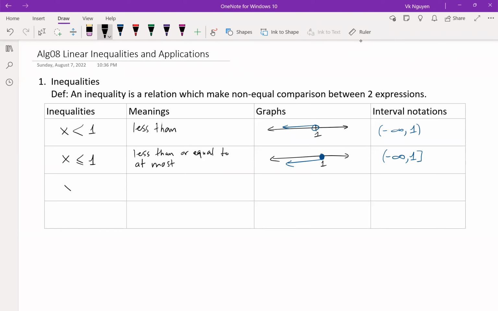Another inequality is x more than 1. More than. Sometimes people say greater than. In the graph, 1 is an open circle, and the arrow goes to the right. So that means we go from 1 to infinity.